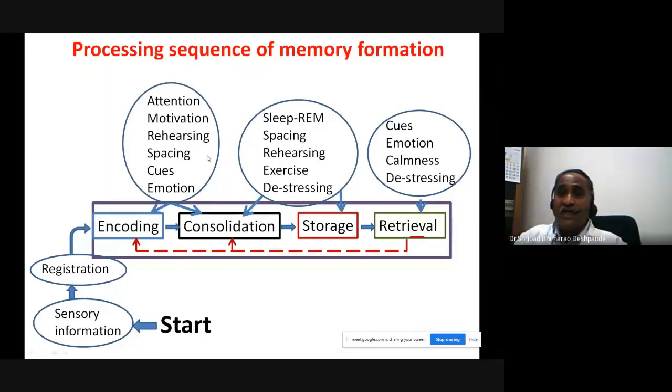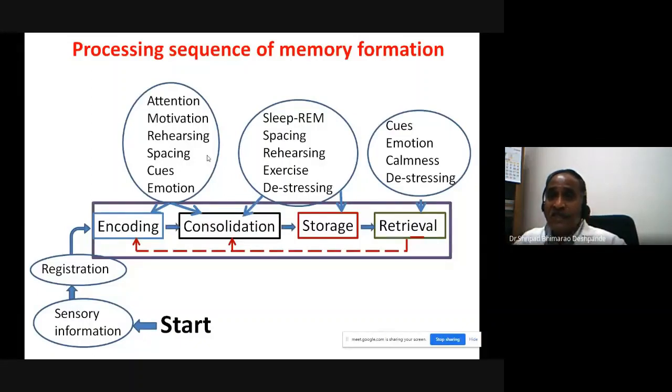Try to associate a particular learning with some examples or some mnemonics, or some other aspect, that is cues. When you do that, your learning, or encoding and consolidation, becomes much easier. So these are the three or four components. Then you also associate emotions with the particular sensory information.